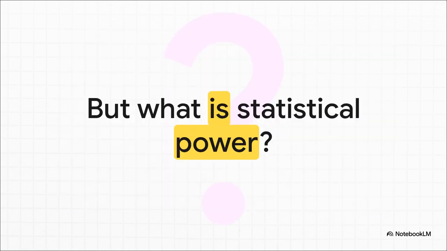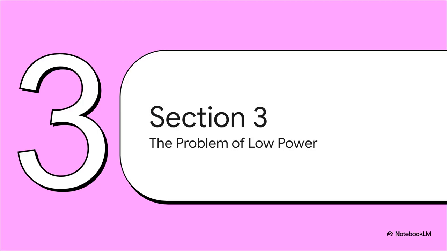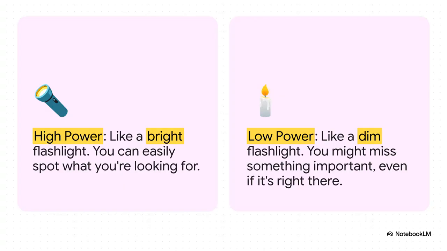This brings us to the absolute heart of the matter. It's a term you hear thrown around a lot in science, but what does it really mean? What is statistical power? To really get our heads around this, let's use an analogy. Imagine you're a detective. You're in a huge, pitch-black warehouse, and you're searching for a single tiny clue. Your success is going to depend entirely on one thing: your flashlight. Statistical power is basically the brightness of your flashlight.